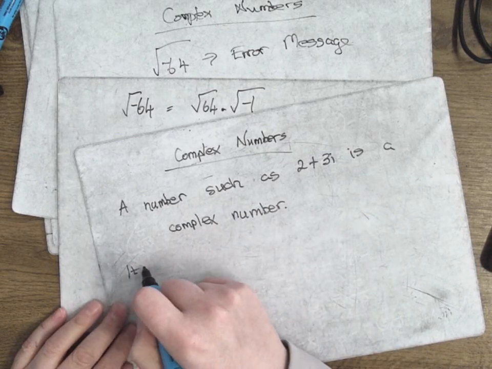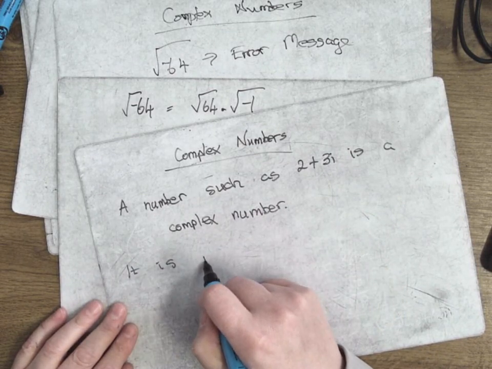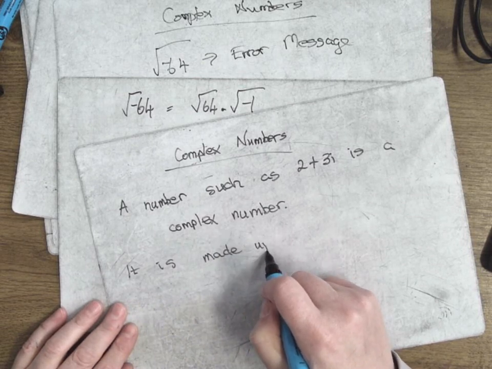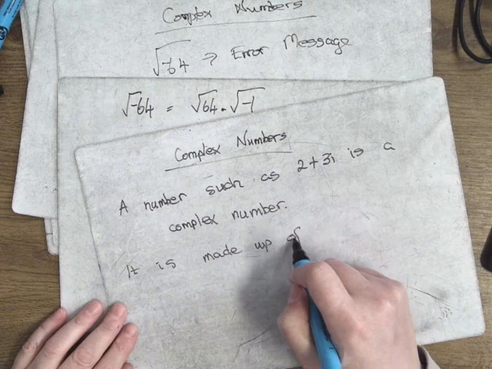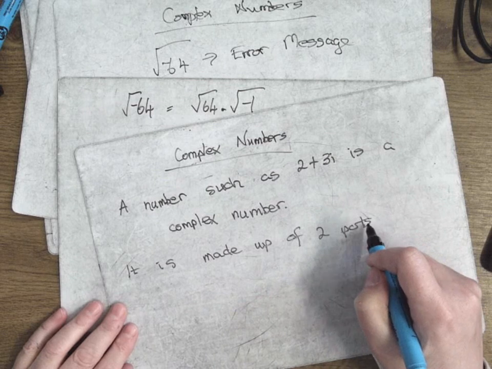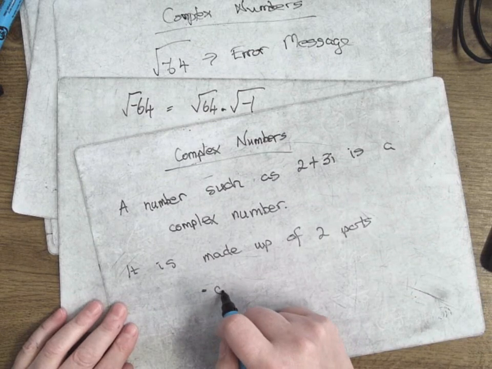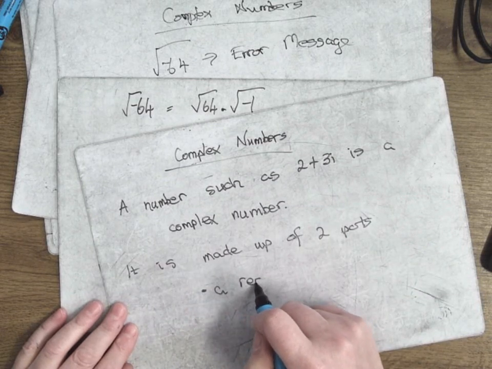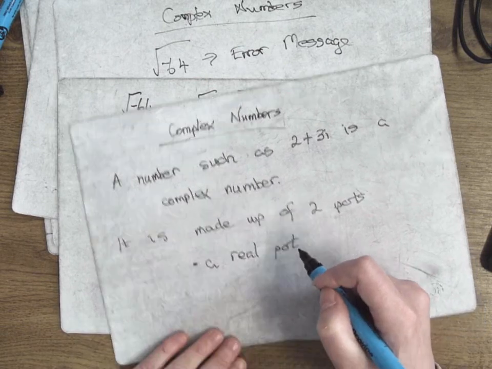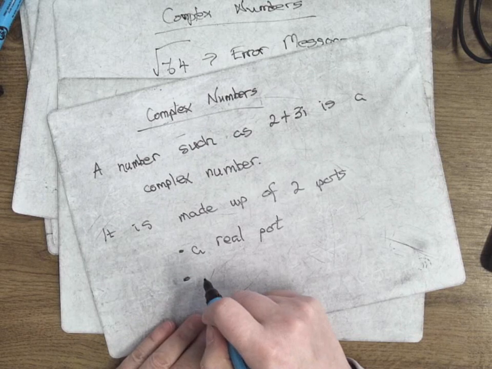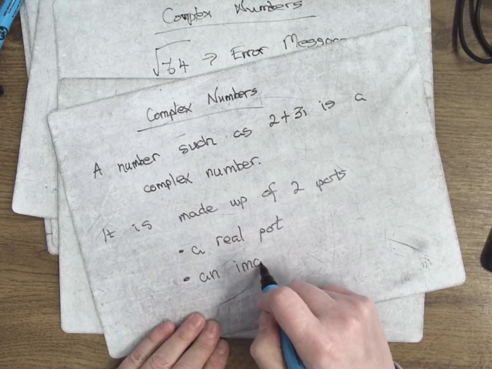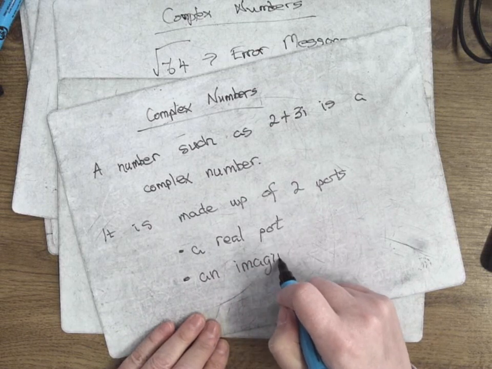It is made up of 2 parts, girls. A real part, and what do you think the other part is? An imaginary part, yeah. So a complex number is made up of a real part and an imaginary part.